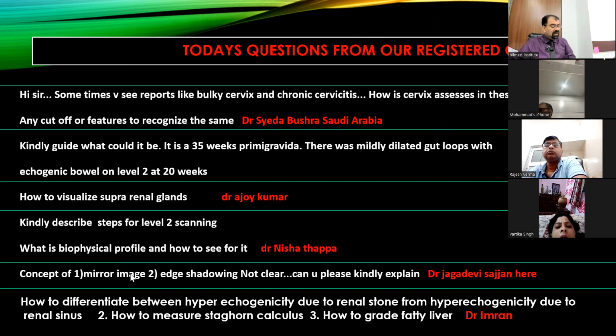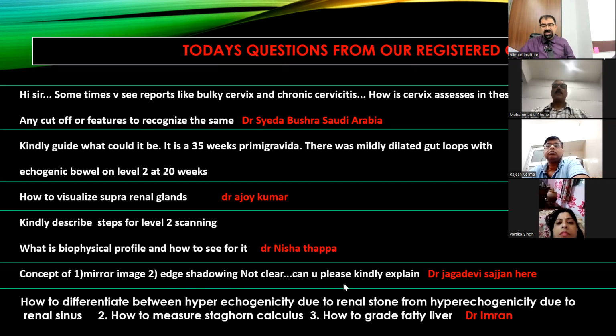There is something which is called the mirror artifact or a mirror image. She wants to know in more detail about this mirror image. The second from the same doctor is that edge shadowing is not clear. So she wants to get more clarity on edge shadowing. That is what she is writing. Kindly please explain this.